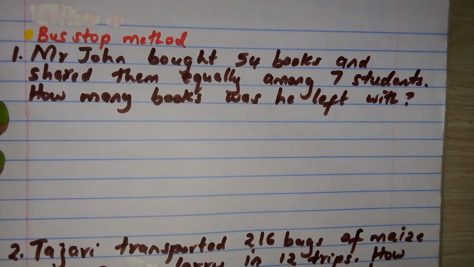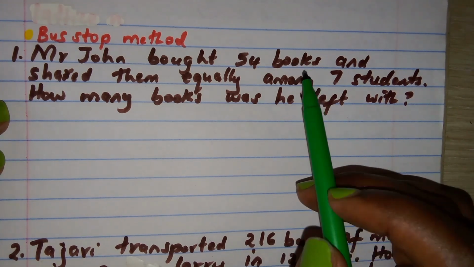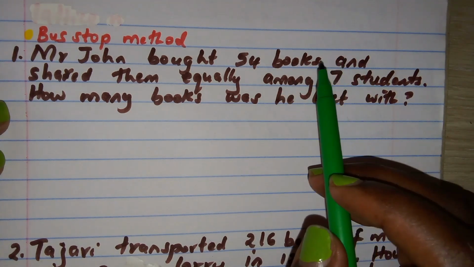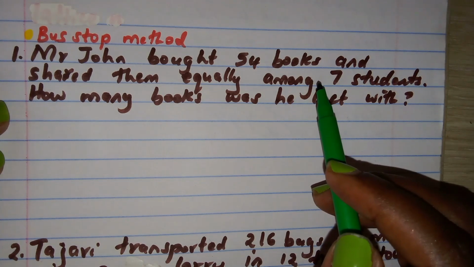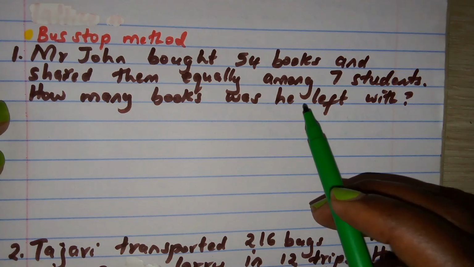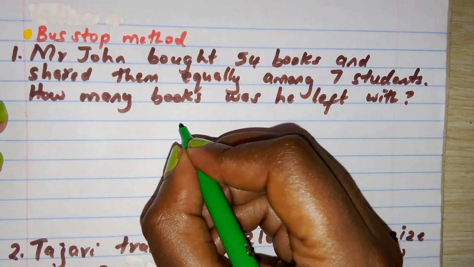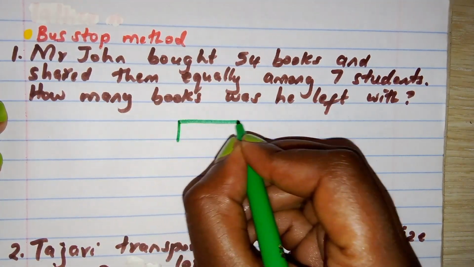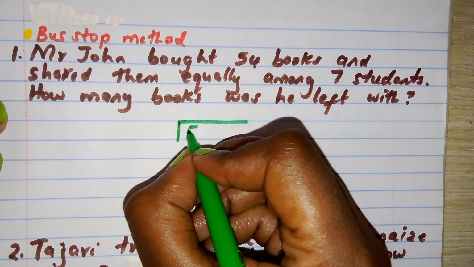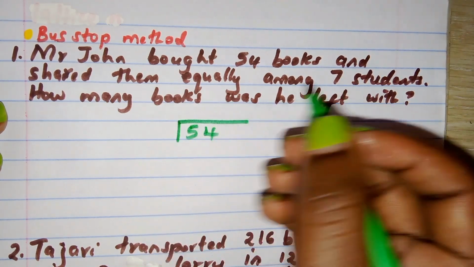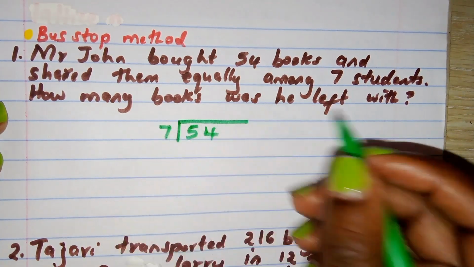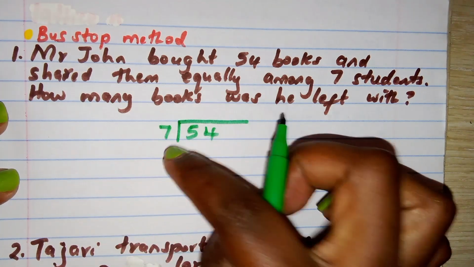Let's look at the second method of division called bus stop method. Mr. John bought 54 books and shared them equally among 7 students. How many books was he left with? So shared, when you see the word shared, it means you're dividing. So we had how many books? He had 54 books and he shared equally among 7 students. So we're dividing by 7.